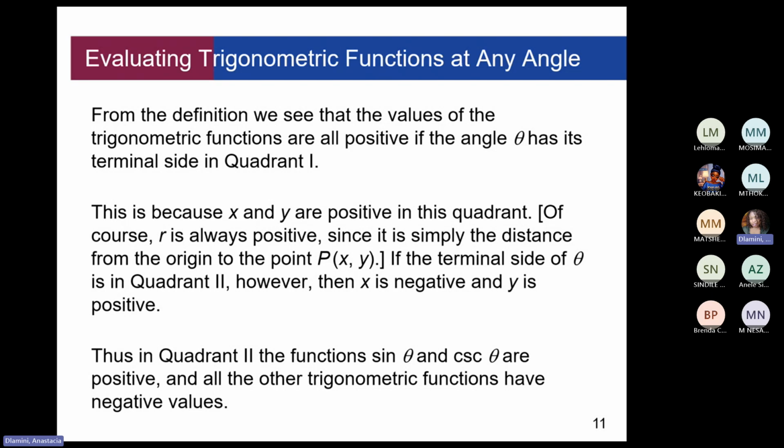Since it is simply the distance from the origin to the point P, which has x and y. If the terminal side of theta is in the second quadrant, however, then x is negative and y is positive. Thus, in the second quadrant, the function sine and cosecant are positive, and all other trigonometric functions are negative.